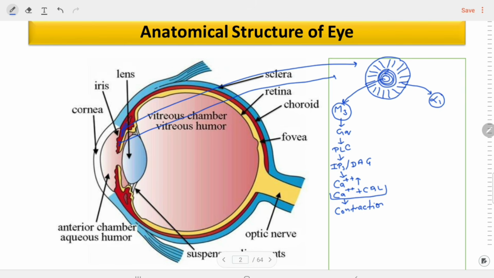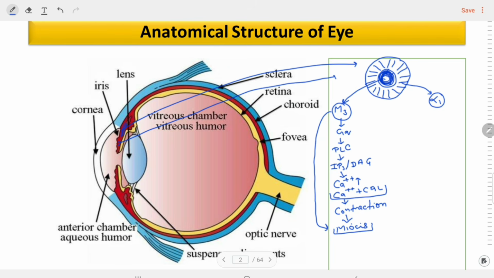When these sphincter pupillae muscles contract, they move inward, and that leads to a decrease in the size of the pupil. This phenomenon is called miosis. So the final result is miosis. Whenever M3 is activated, through any drug or through the light reflex, it will cause miosis. Activation of the M3 receptor will cause miosis.